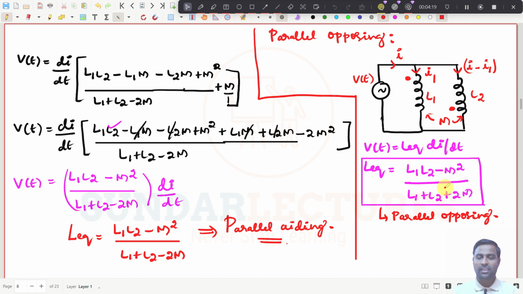We will see in the next class with the numerical problems. We will go for the numerical problems, and then we will see how to write the expressions, right?